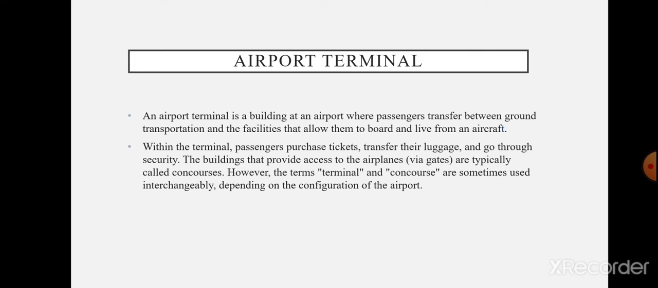Within the terminal, passengers purchase tickets, transfer their luggage and go through security. The buildings that provide access to the airplane via gates are typically called concourses. However, the terms terminal and concourse are sometimes used interchangeably depending on the configuration of the airport.